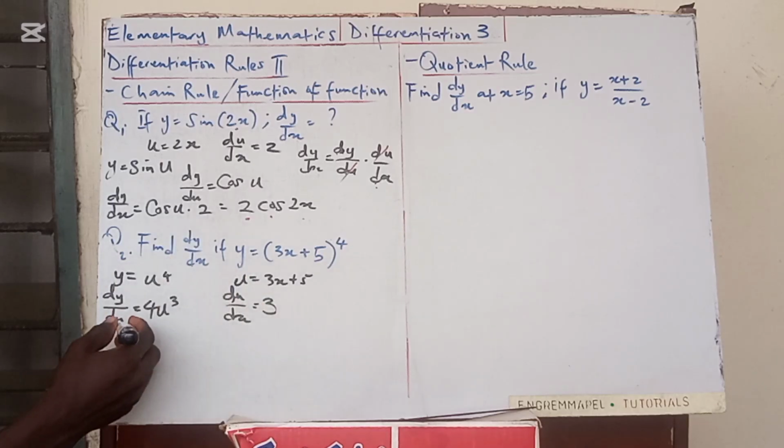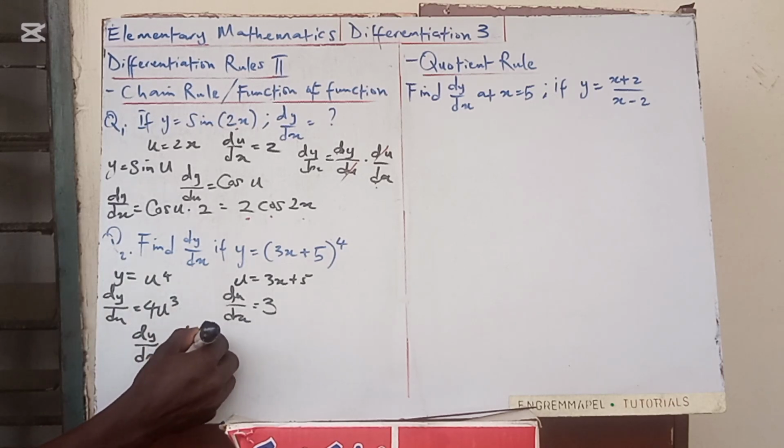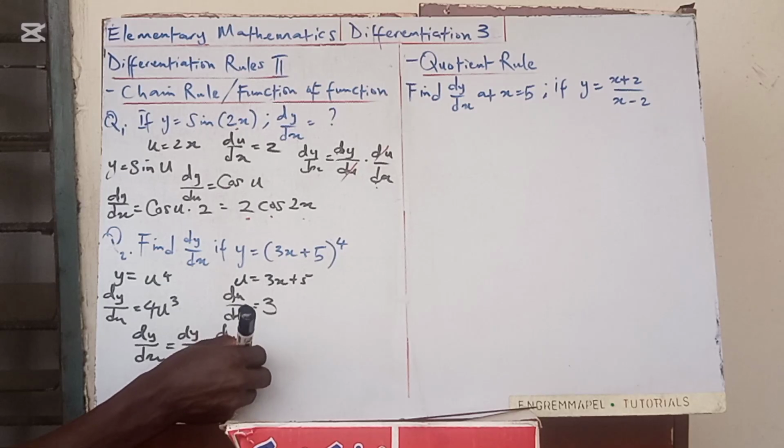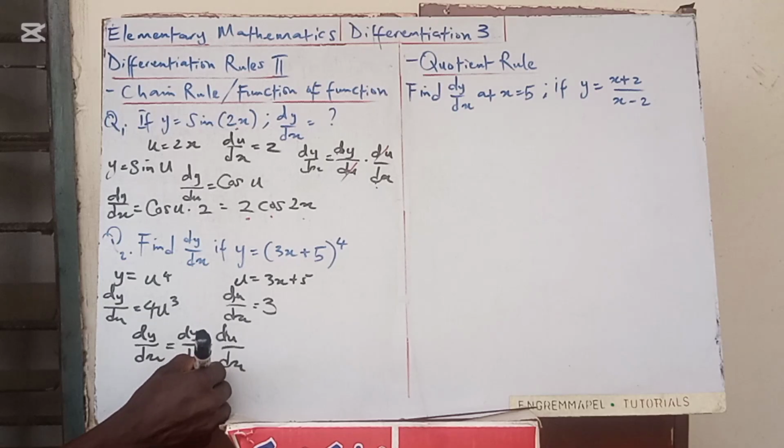So now you apply the chain rule. dy dx equals dy du multiplied by du dx. When you insert them, the dy du is this, 4u raised to power 3, multiplied by your du dx, which is 3.